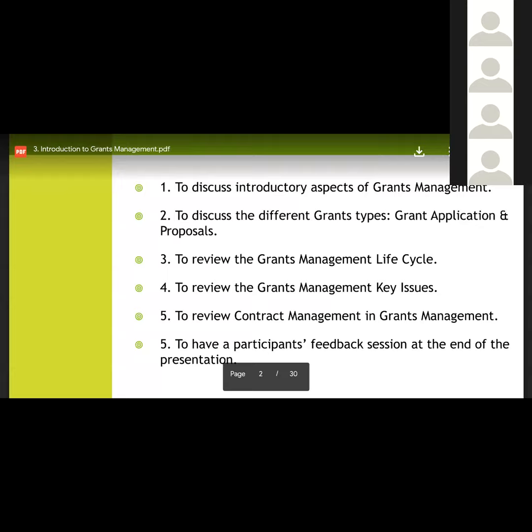Now, the other thing we want to look at is a review of contract management in grants management. It's also something we want to understand. And at the end of this session, we will look at a participants' feedback session at the end of this presentation as well. This is something we want to ensure we put in place. At the end of my presentation, I will get your feedback and have your question and answer session, at that very end.